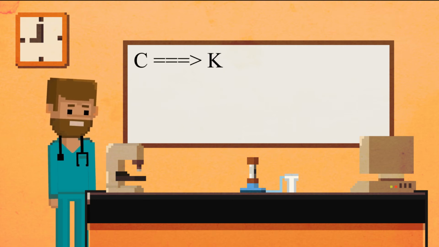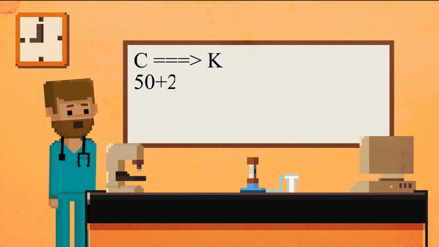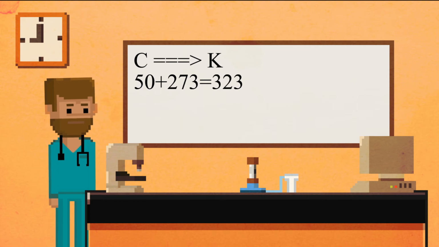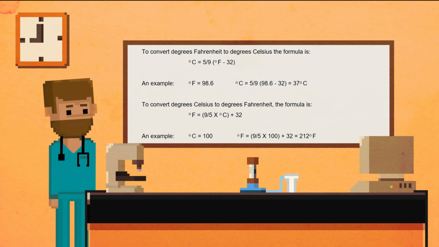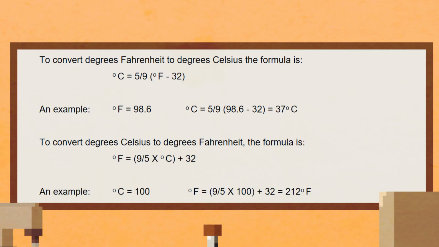So to convert Celsius to Kelvin, you take the Celsius temperature, say 50 degrees, and you add 273. And vice versa, if you were to convert Kelvin to Celsius, you would just subtract 273. Pretty easy. Converting Fahrenheit to Celsius and vice versa, Celsius to Fahrenheit, that's a little bit more complicated because for the most part you're going to have to use a fraction or a decimal.